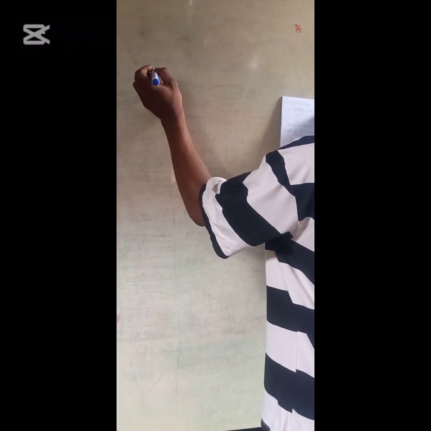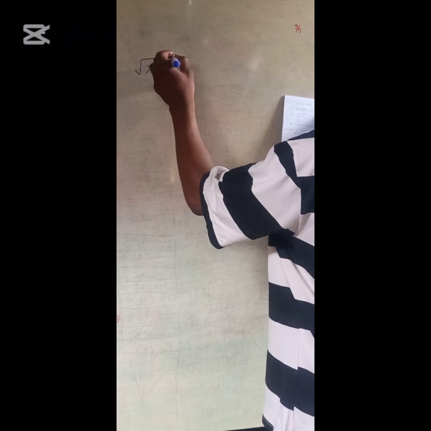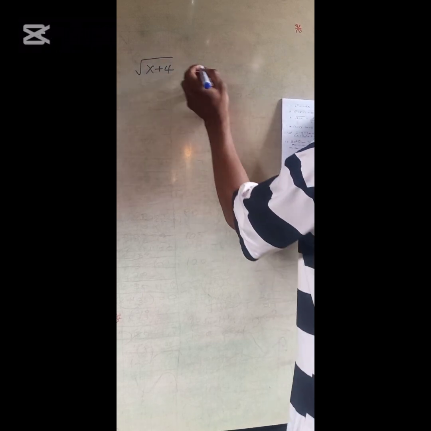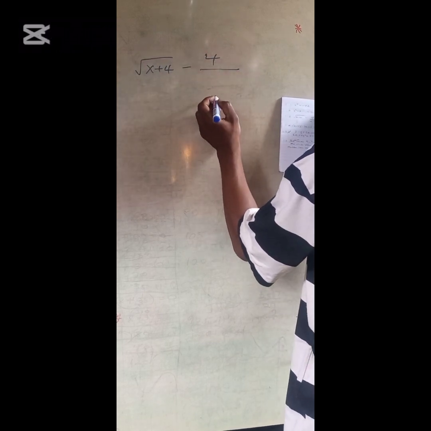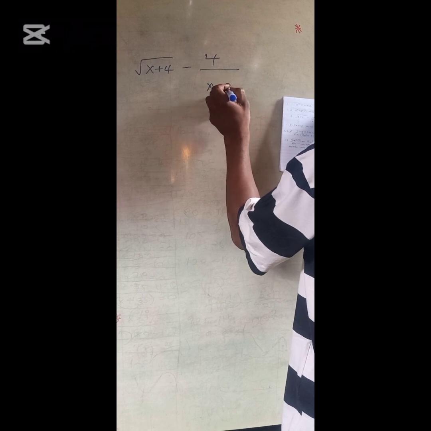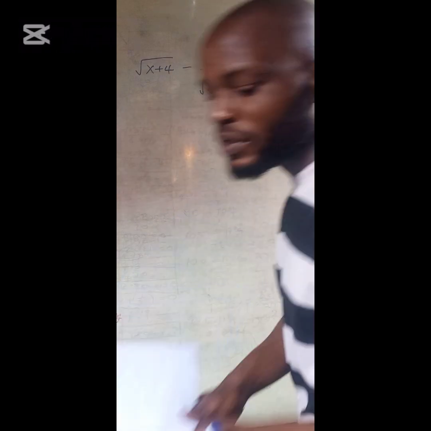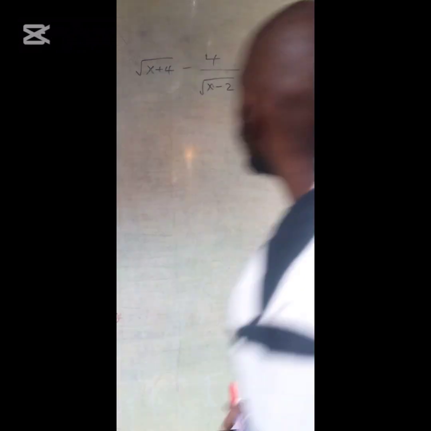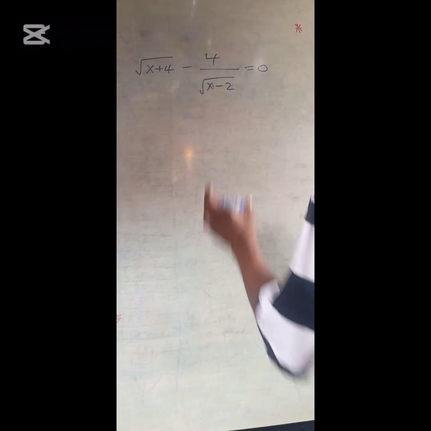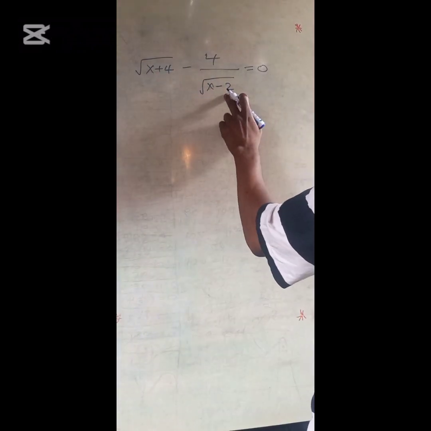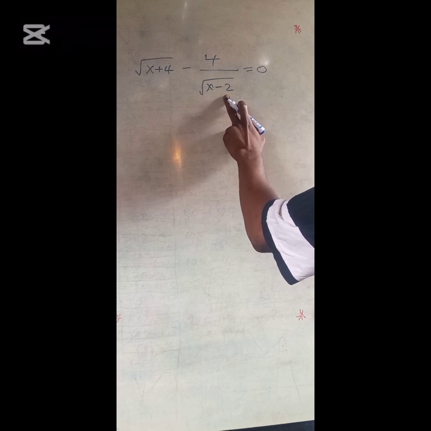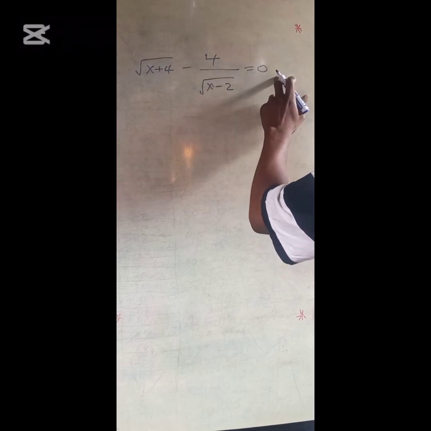We're going for the whole 24 marks, 16%, guys. It's a lot. The next question: x plus 4, the square root of x plus 4 minus 4, divided by the square root of x minus 2, is equal to 0. This was a total of 5 marks. We are solving for x. In this case, we might multiply each and every term by the denominator, which is the square root of x minus 2.